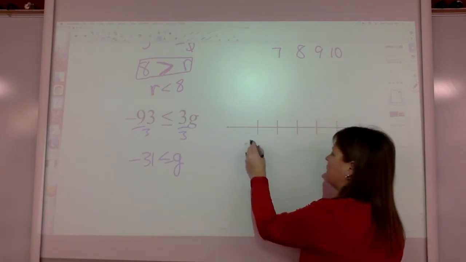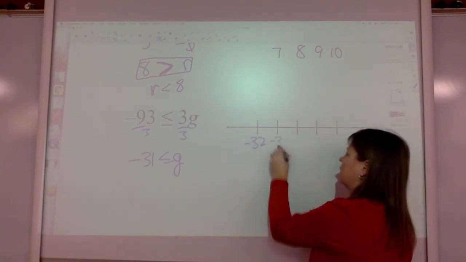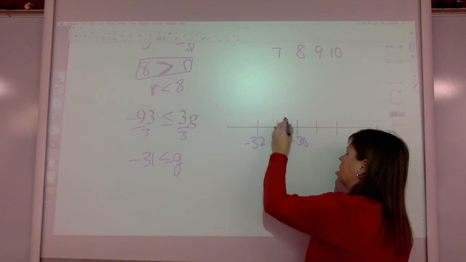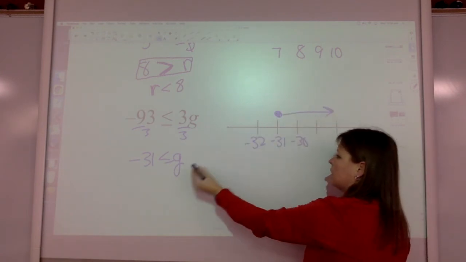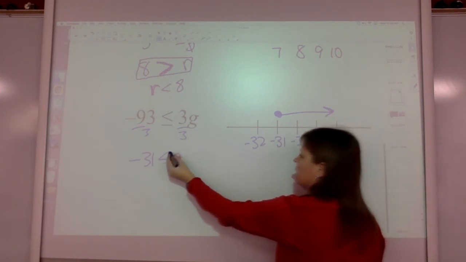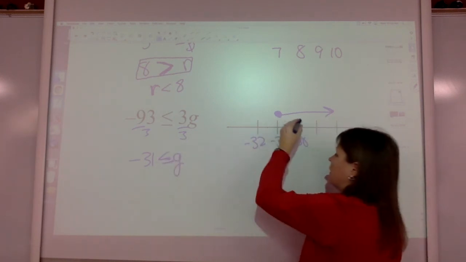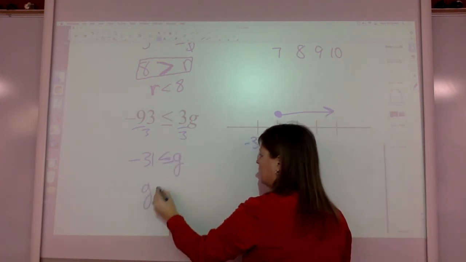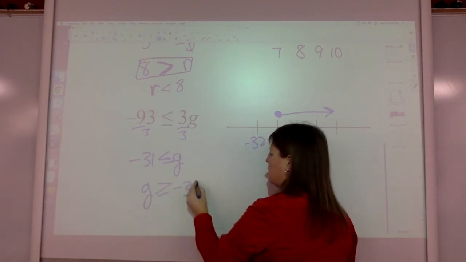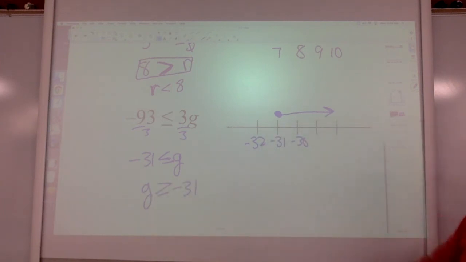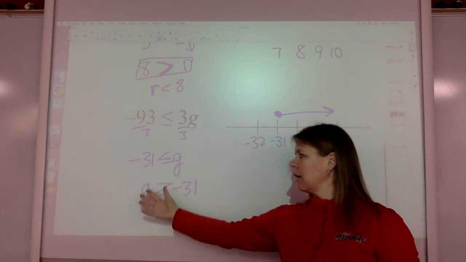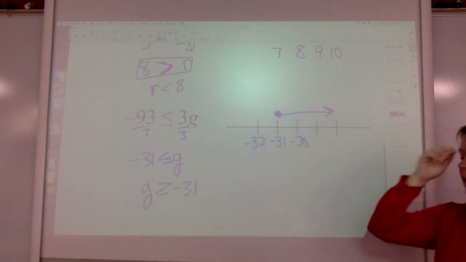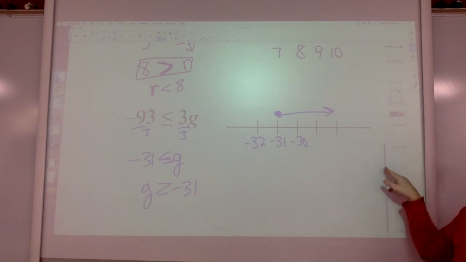But if you want to put it on the graph with a solid circle, you're going the opposite direction than what this says, because g has to be greater than or equal to negative 31. If you don't like how that looks, then rewrite it in the correct order. Not correct, this isn't wrong. Rewrite it in the other order so that if your variable is first, your arrow matches your greater than sign.